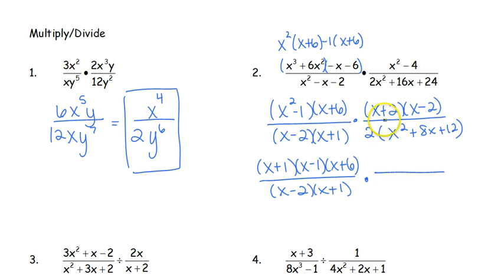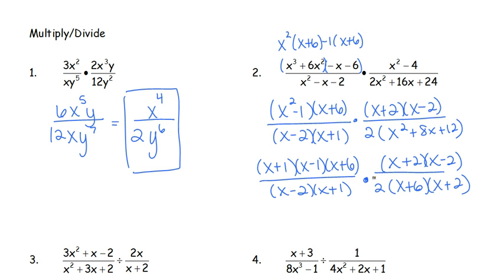On our second piece, the top is already factored as far as possible. On the bottom, we've got that GCF of a 2. Regular factoring, 2 numbers that multiply to 12 and add to 8 are 6 and 2. Alright, so we have everything factored.